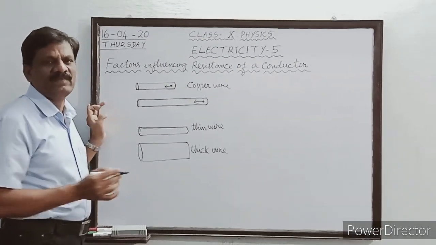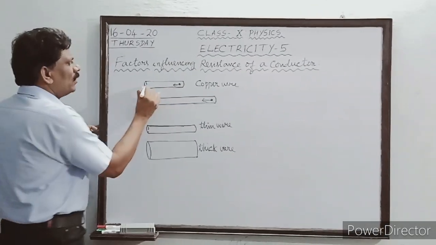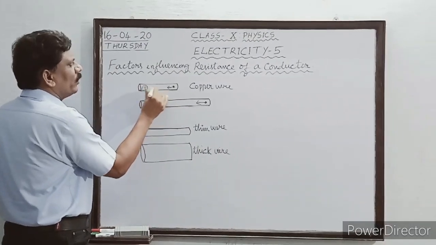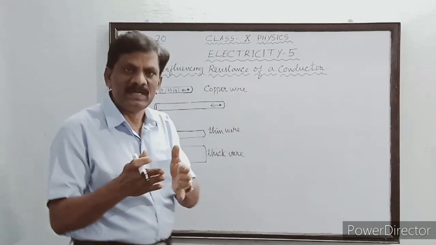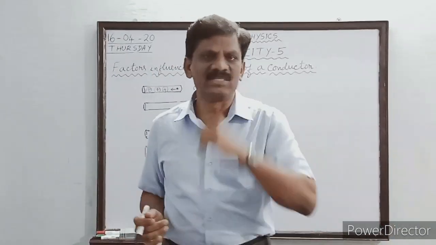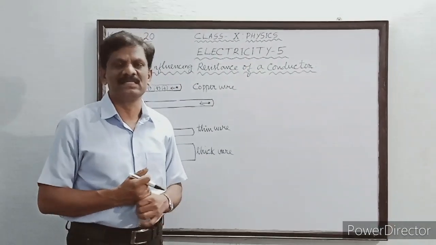The electron has to travel a very short distance. So it is undergoing collisions with the positive ions on the way. With whom does it undergo collision? With the positive ions. This only is called electrical resistance.